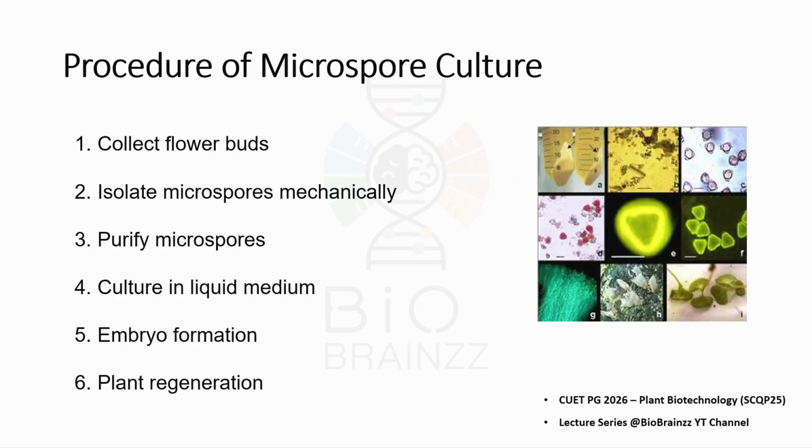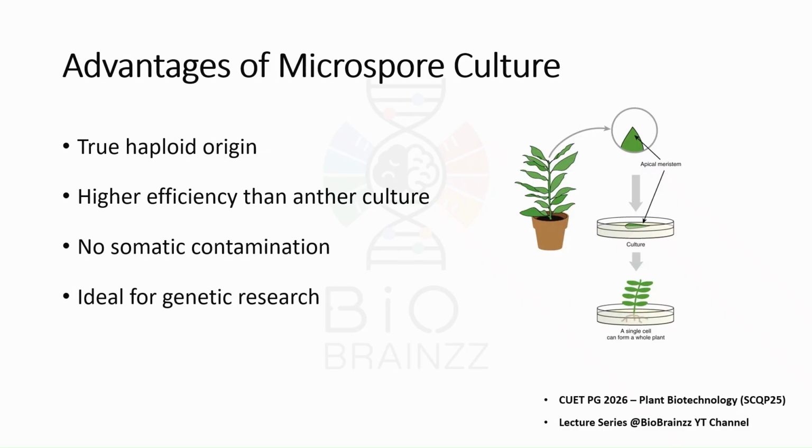Procedure of microspore culture. Microspores are isolated mechanically from flower buds and purified. They are cultured in liquid medium under controlled conditions. Embryos develop from individual microspores and are later regenerated into plants. The entire process requires strict control of developmental stage and culture environment.